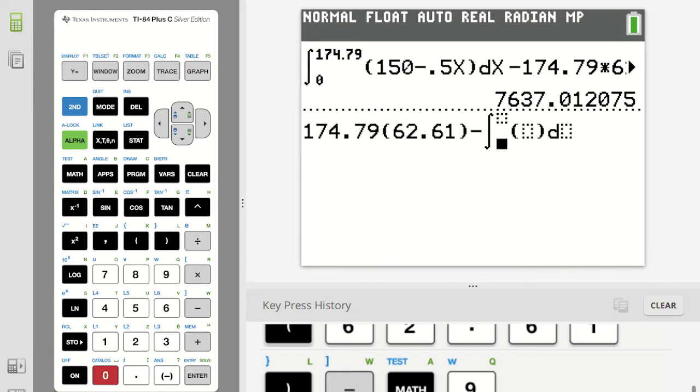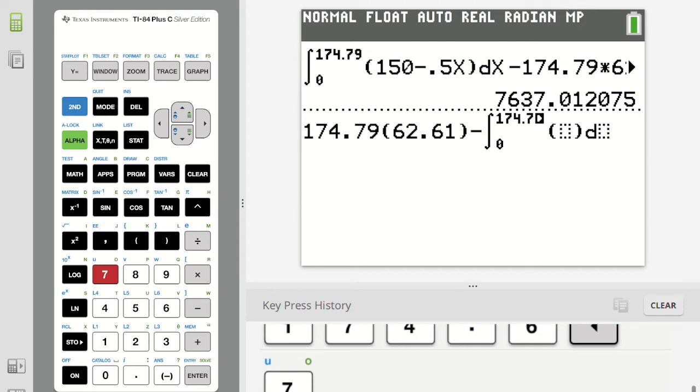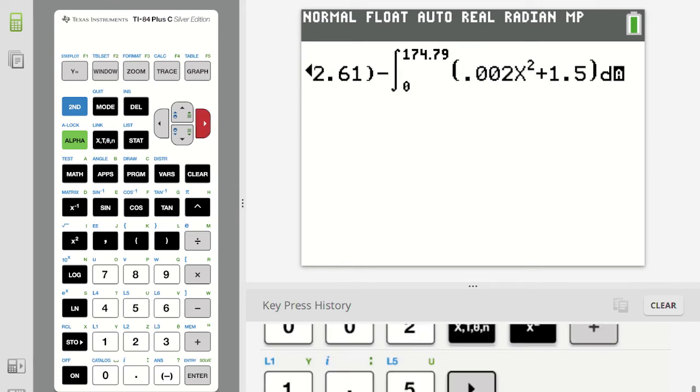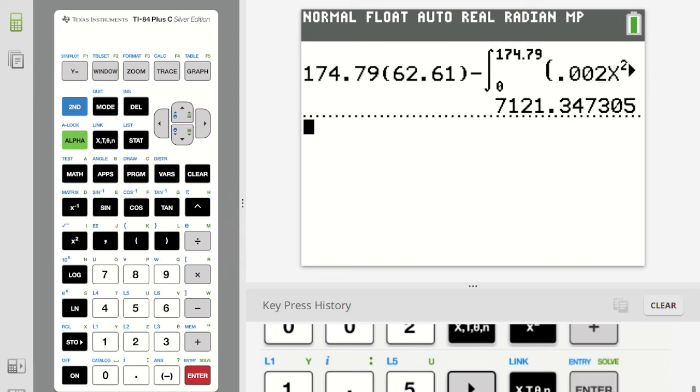The lower limit will still be 0. The upper limit is the equilibrium quantity, which is 174.79. The integrand this time will be the supply function, which is 0.002 x squared plus 1.5, and we'll make sure to put dx. Consumer surplus is 7,121.35 when rounded to the nearest decimal place.